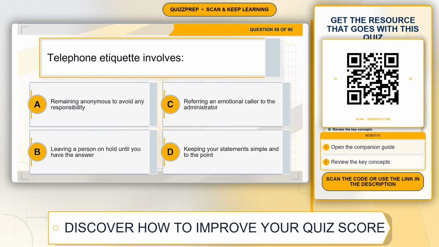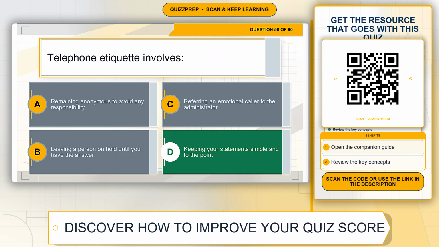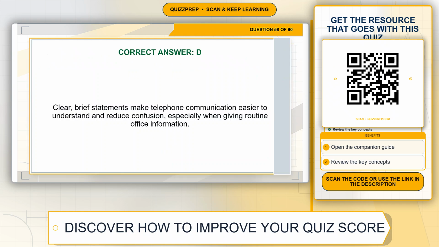Question 58. Telephone etiquette involves: Option A, remaining anonymous to avoid any responsibility. Option B, leaving a person on hold until you have the answer. Option C, referring an emotional caller to the administrator. Option D, keeping your statements simple and to the point. The correct answer is option D, keeping your statements simple and to the point. Explanation. Clear, brief statements make telephone communication easier to understand and reduce confusion, especially when giving routine office information.